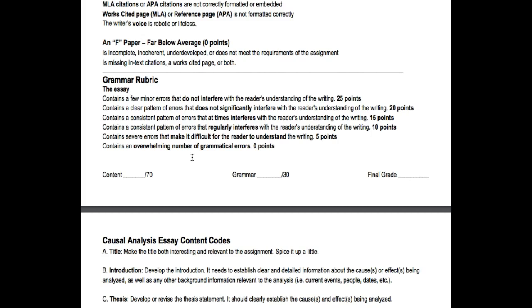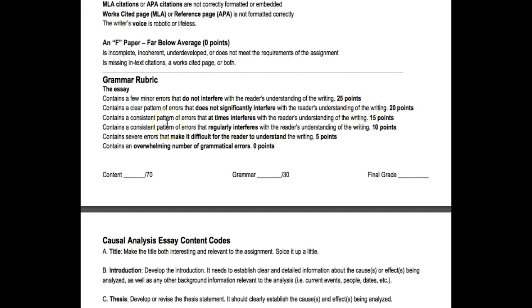One example of this would be a comma splice. A comma splice is a mistake, it's a grammatical error. However, that's not going to interfere with my understanding of the writing as much as a sentence fragment or incomplete sentence would. So if I see a few minor errors that do not interfere with the reader's understanding of the writing, you can get 25 out of 30 points.